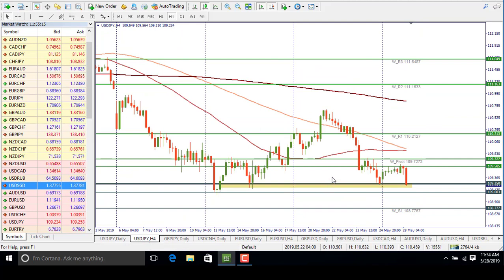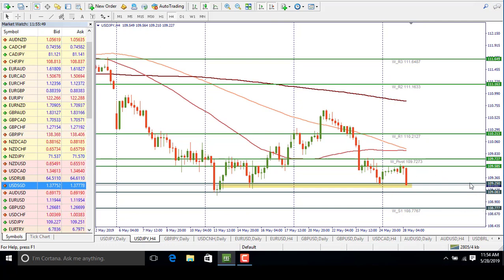Now let's look at the 4-hour chart. Here we can see that the pair failed to stick near the resistance at 109.59 and fell to the support at 109.25. At the moment, bears are trying to break this level and target the next support at 109.8.